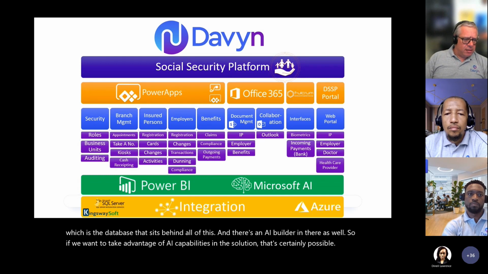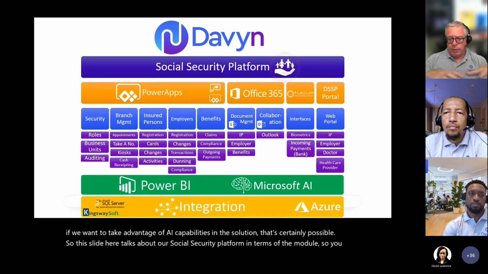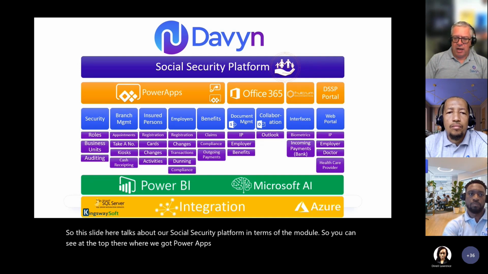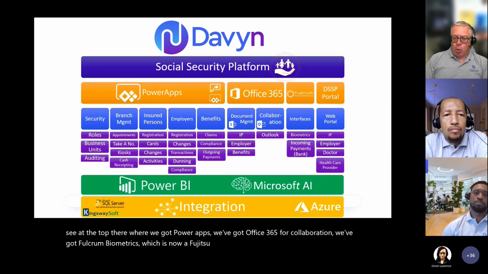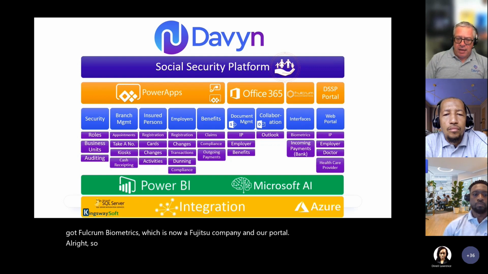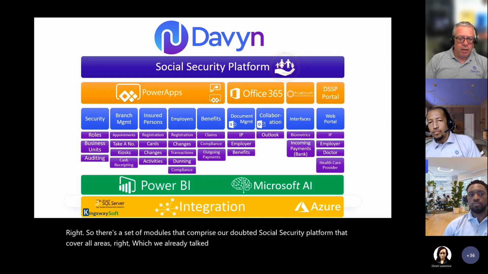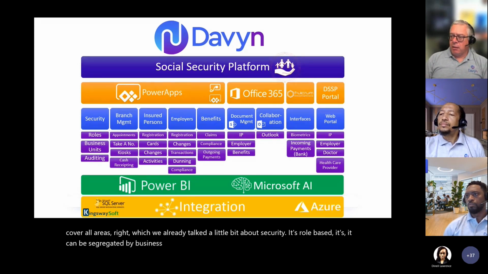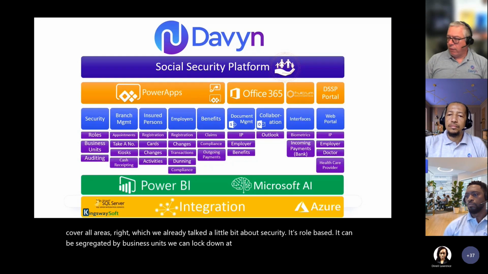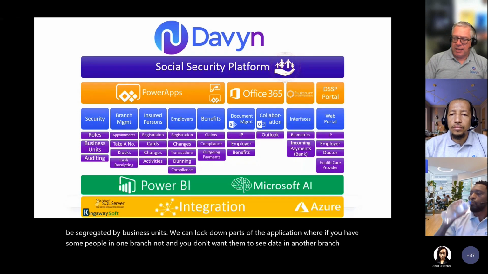So this slide here talks about our Social Security platform in terms of the modules. So you can see at the top there where we got Power Apps, we got Office 365 for collaboration, we got Fulcrum Biometrics, which is now a Fujitsu company, and our portal. Right. So there's a set of modules that comprise our Davyn Social Security platform that cover all areas, right? Which we already talked a little bit about security. It's role based. It can be segregated by business units. We can lock down parts of the application where if you have some people in one branch and you don't want them to see data in another branch, things like that can be done.